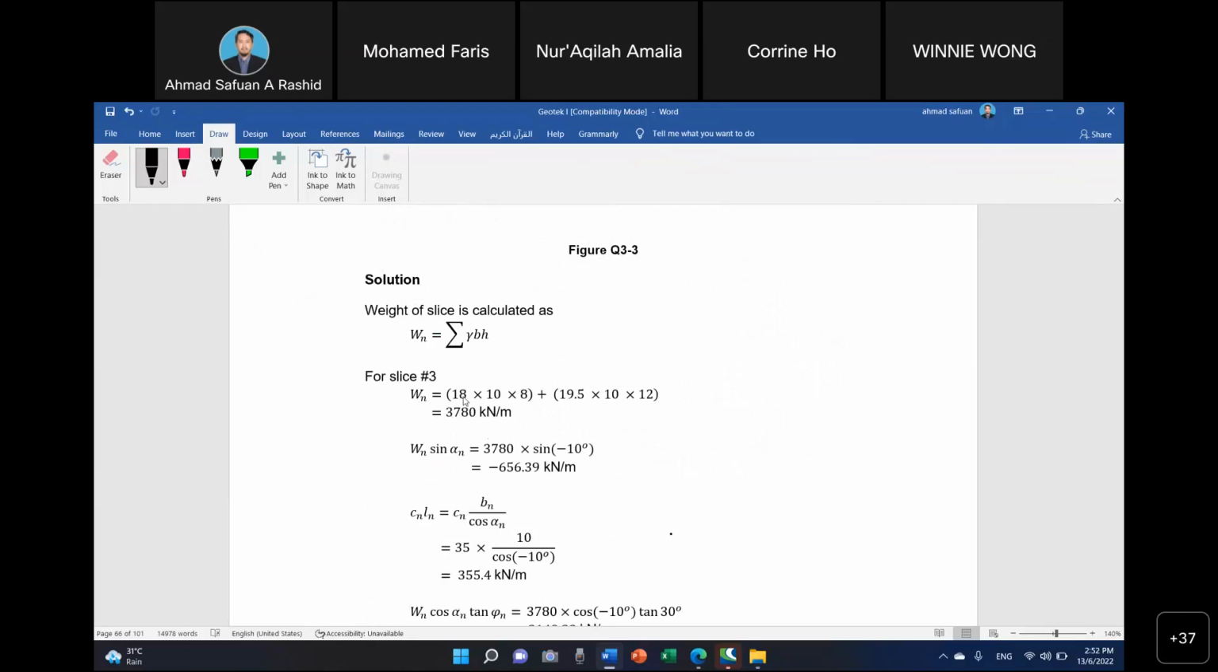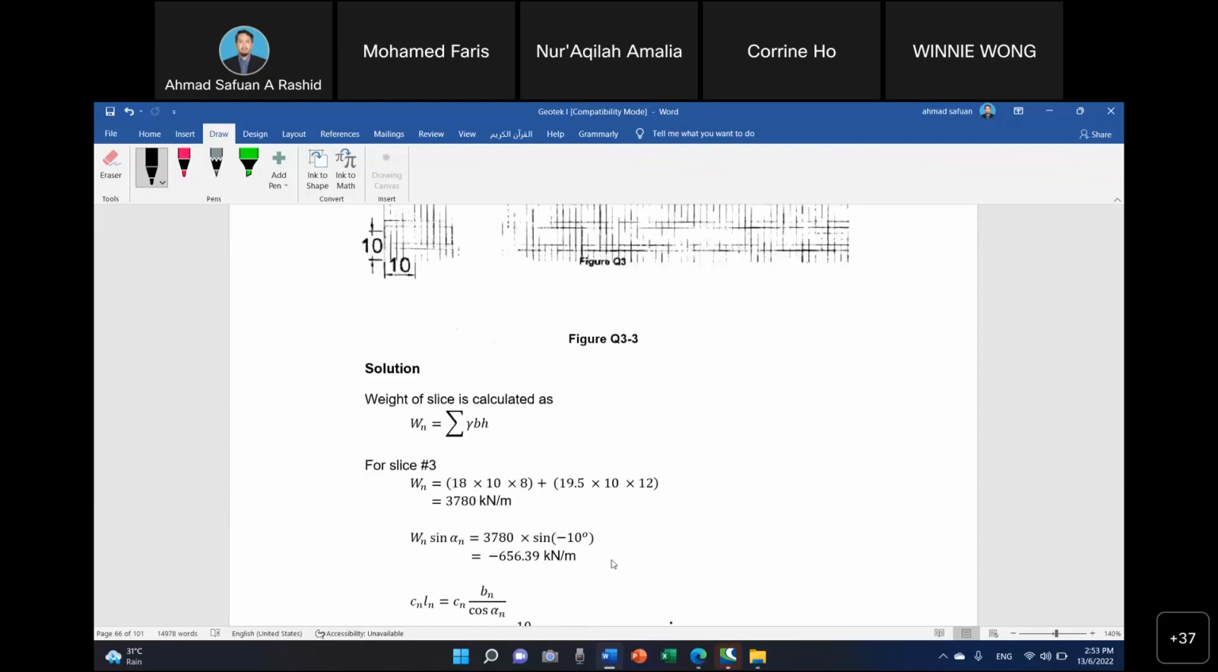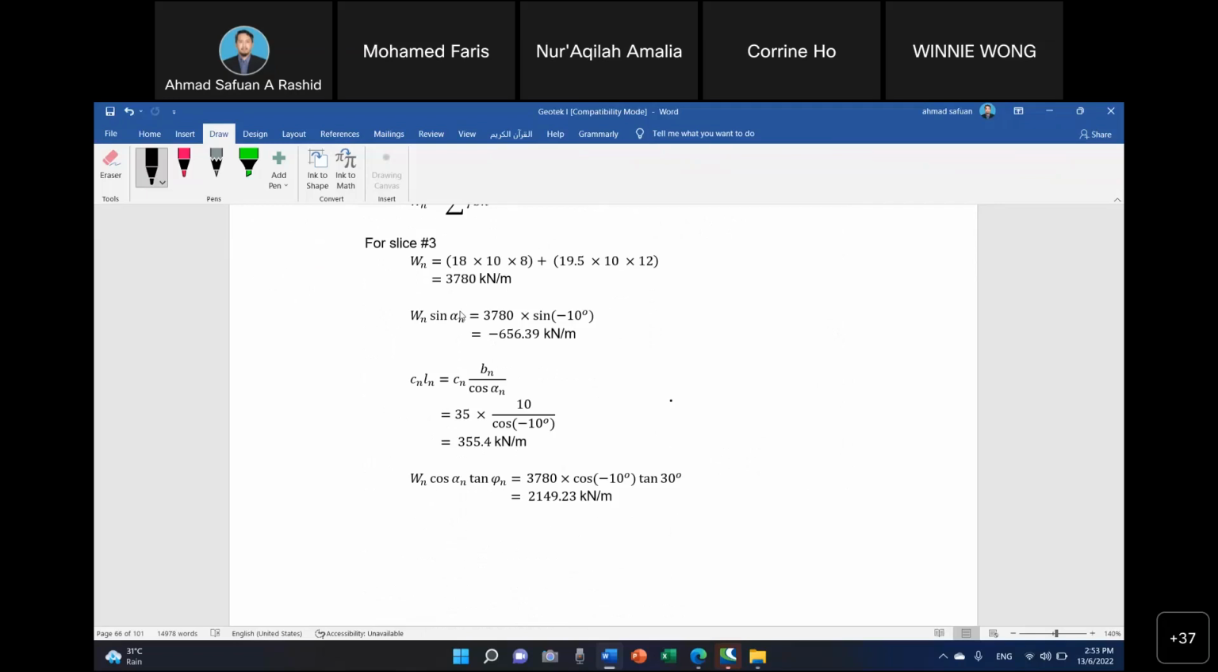Here 18 is the unit weight, B is the width, and H is the height, for soil number 1. Then 19.5 is the soil number 2 unit weight, B is 10, and 12 is the height of soil number 2. This is soil number 2, while this is soil number 1. Then we obtain 80. That is the W.